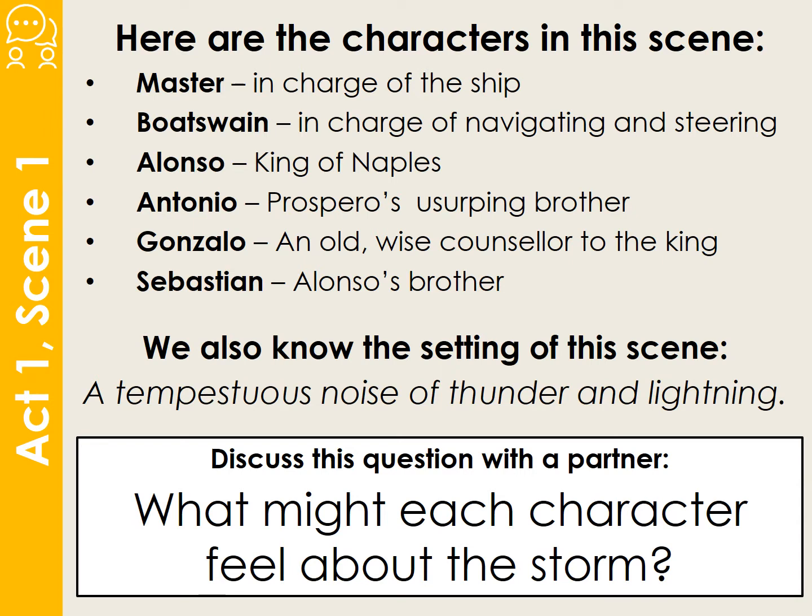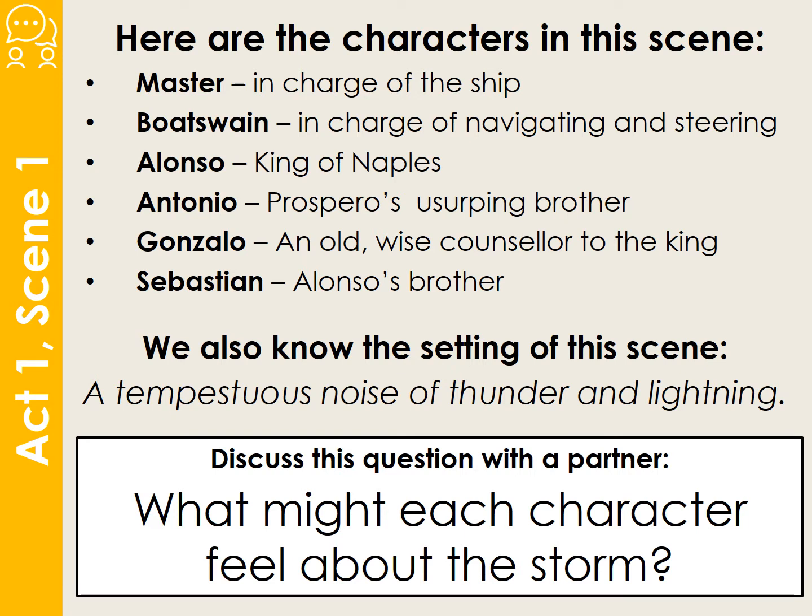So, in Act 1, Scene 1, then we meet the master, so in charge of the ship. We see the bosun, that's how you say that, bosun, who is in charge of navigating and steering the ship. Alonso, the King of Naples, Antonio, Prospero's usurping brother, Gonzalo, an old wise counsellor to the king, and Sebastian, who is Alonso's brother. We also know, because it says so in the stage direction, so Shakespeare makes a point of telling us this, that the setting is in the middle of a tempestuous noise of thunder and lightning. So it's a really dramatic opening to a play, and we'll think a bit about the setting and the staging of this on the next slide.